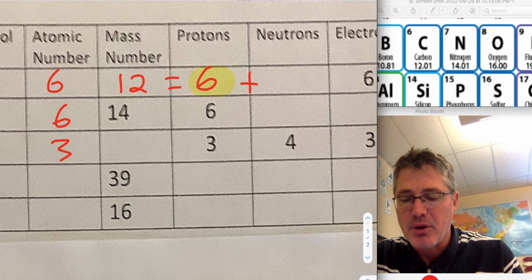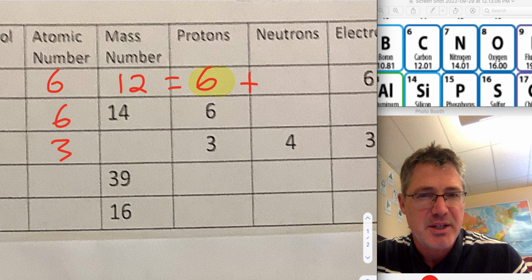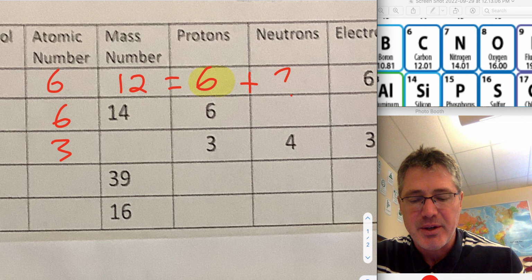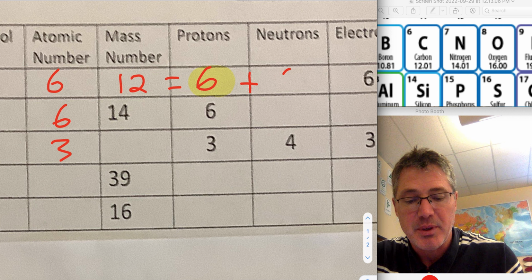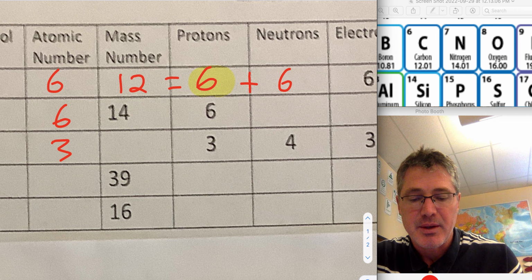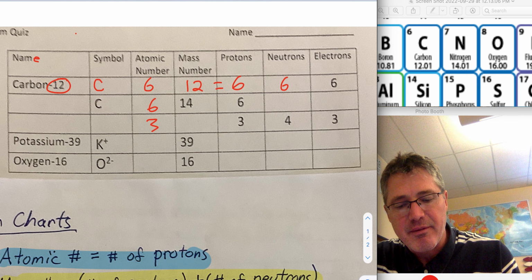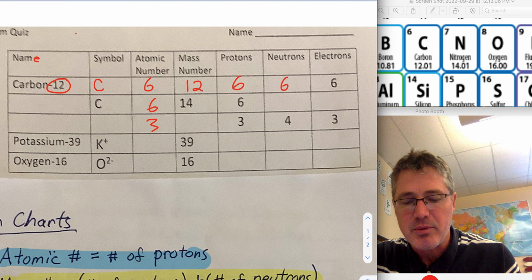According to our rule, the mass number is equal to protons plus neutrons. So that's the neutrons right there, and the total will equal 12 in this case. So I will put a number 6 right there. That's the number of neutrons. Those are the steps to go through solving that first row right up there.